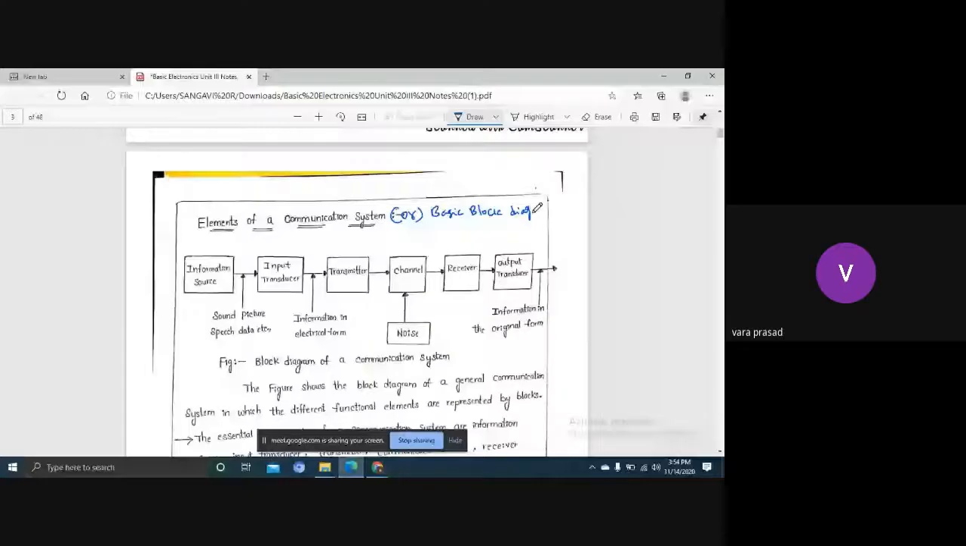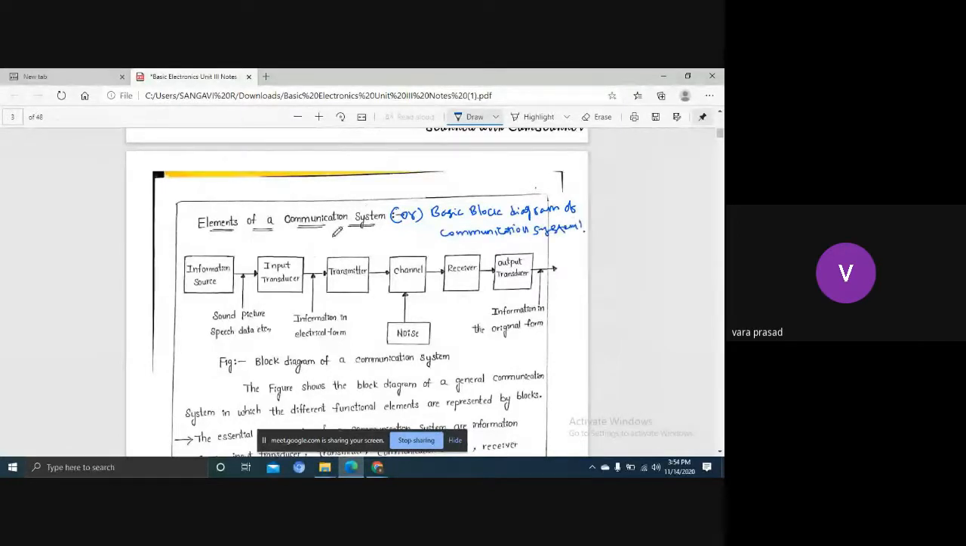Basic block diagram of communication system. In this unit, we are going to discuss 4 to 5 questions. From that, we'll get one question definitely.